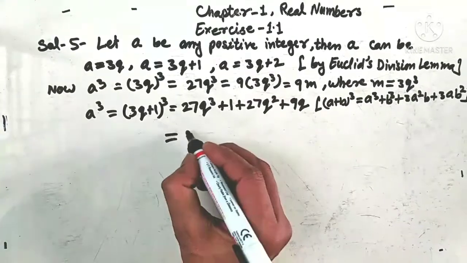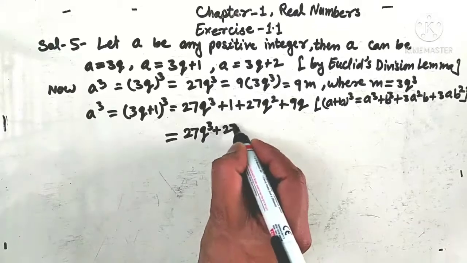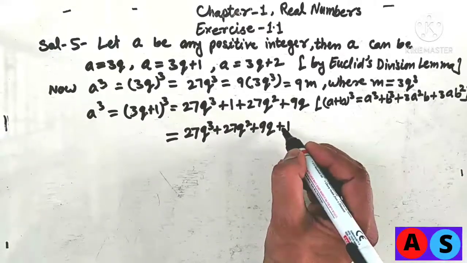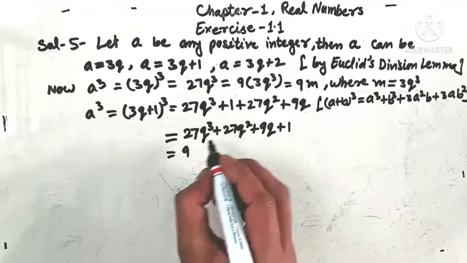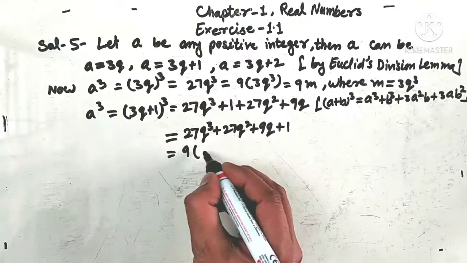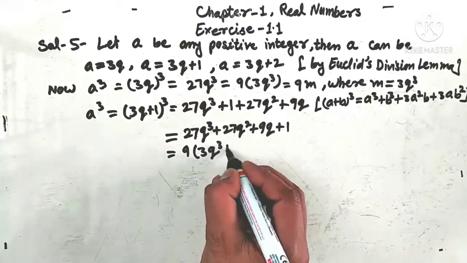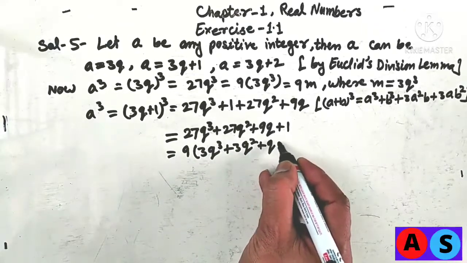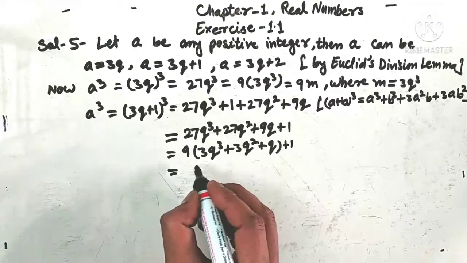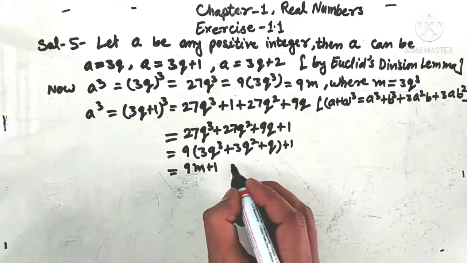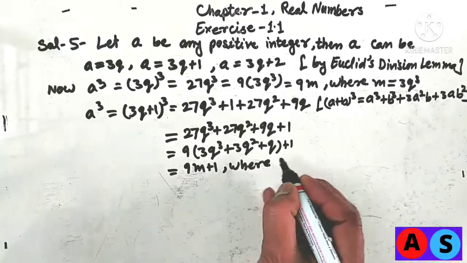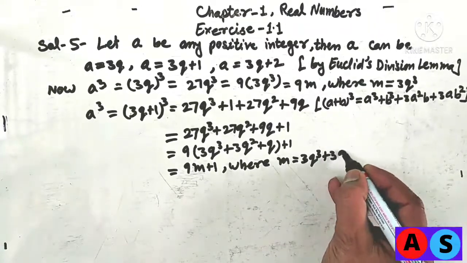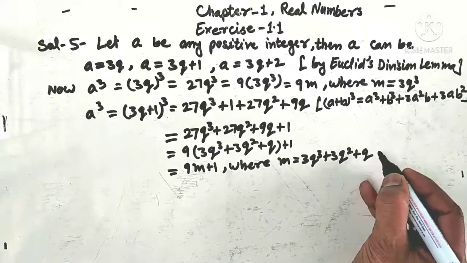Now we write 27q cube plus 27q square plus 9q plus 1. We take 9 as a common factor from 3 terms. 9 bracket 9 3s are 27 q cube plus 9 3s are 27 q square plus 9 1s are 9q bracket closed plus 1 is equal to 9m plus 1, where m is equal to 3q cube plus 3q square plus q.